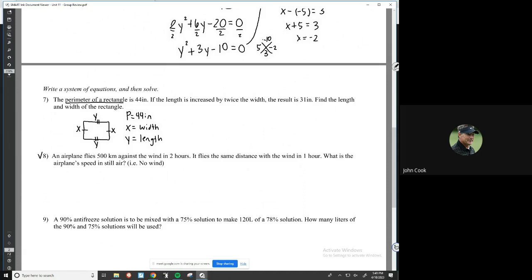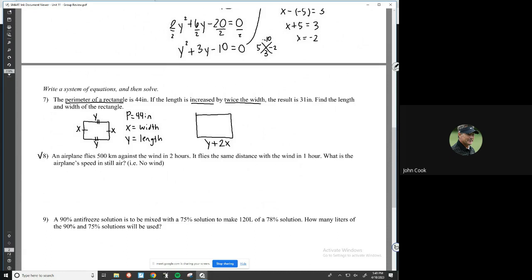So if the length is increased by twice the width, so we draw another rectangle. And, let's see, the length is increased. So the length is Y. If Y is increased, in other words, added on, by twice the width, so 2 times the width, which is x, then the result is 31 inches for the perimeter. Find the length and width of the rectangle.